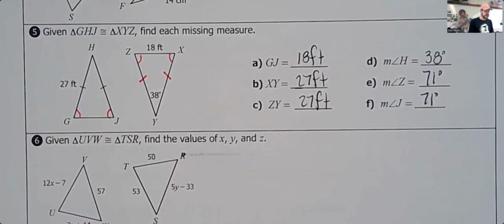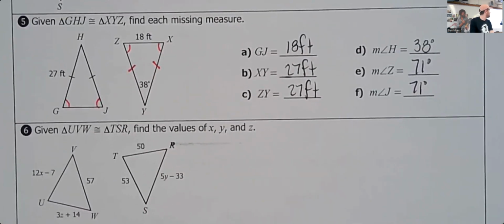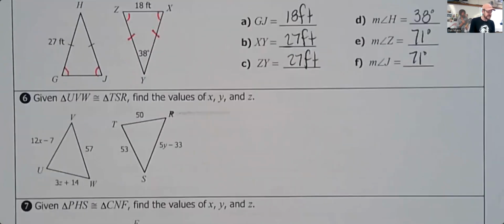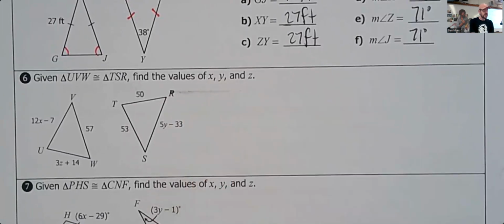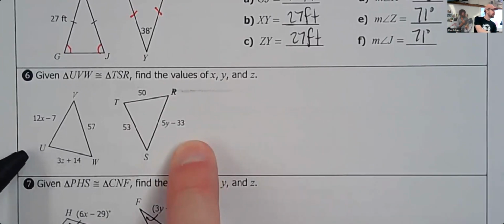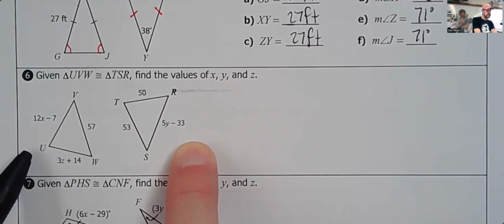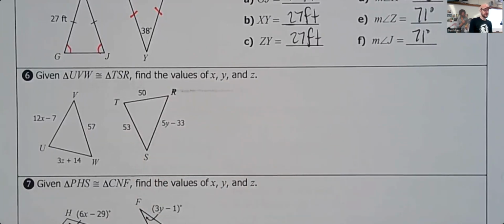All right. Little bit of algebra to wrap things up here. Numbers 6 through 9. Number 6. Triangle UVW is congruent to triangle TSR. Find the values of X, Y, and Z. Are these side lengths or angle measurements? On number 6, those are side lengths, okay. So we're not worried about angle measurements here, so nothing's going to add up to 180. But we do need to match up the right parts in order to write the correct equation.